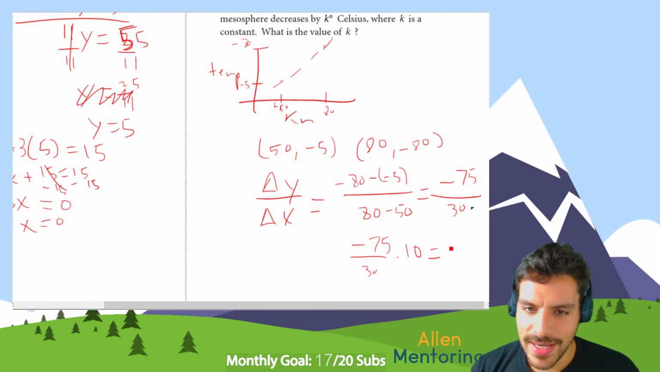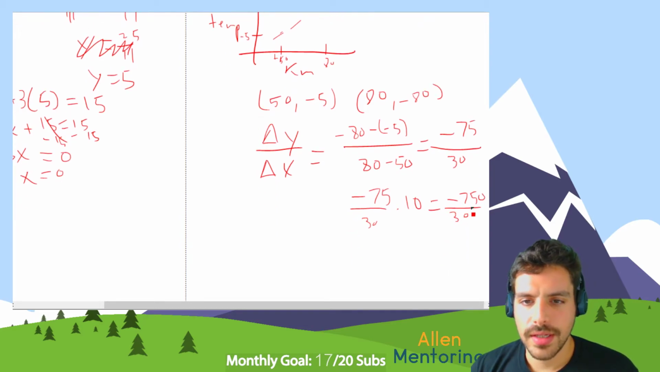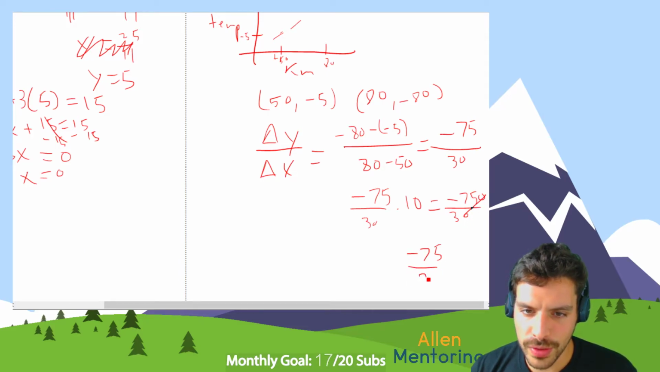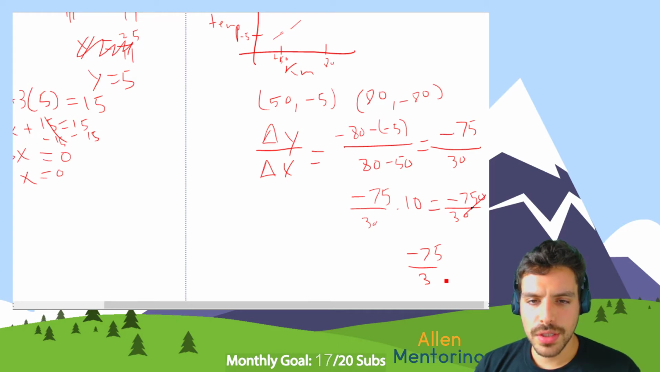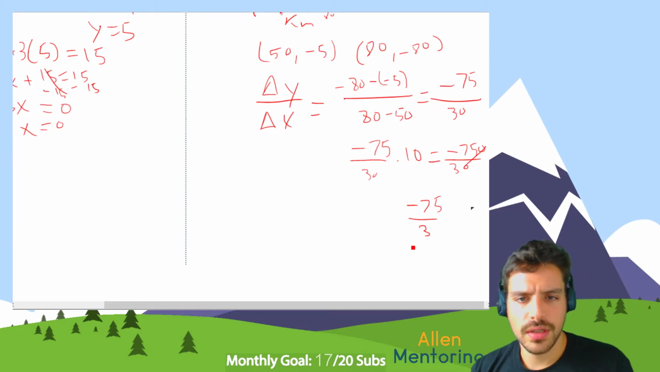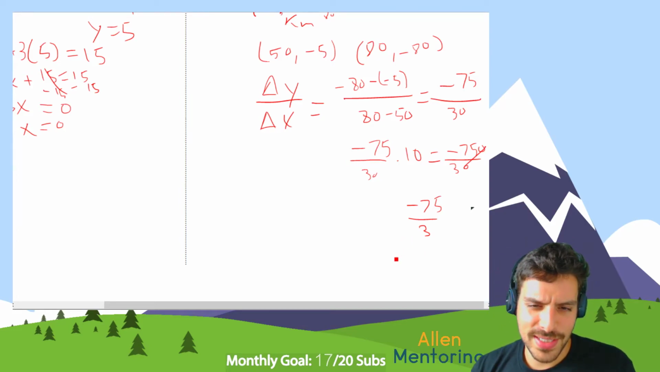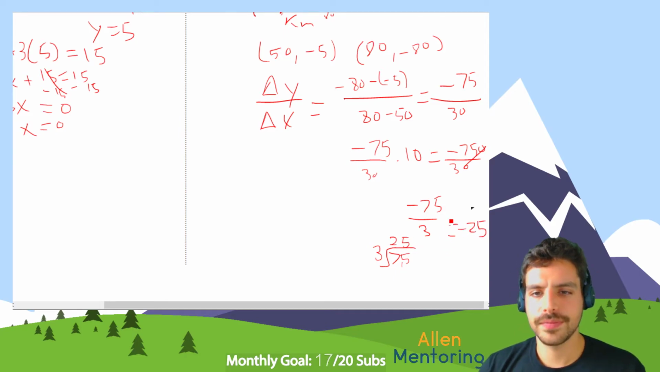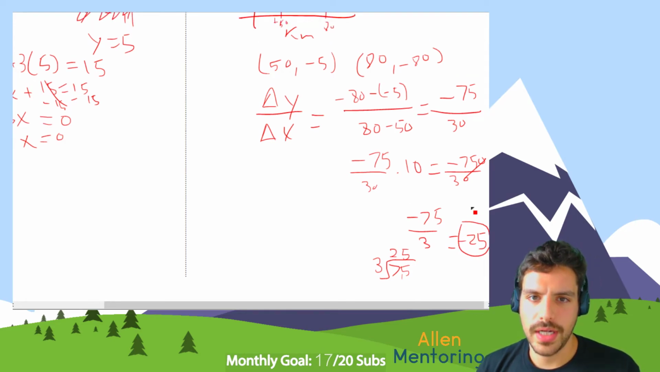So that gets us -750 over 30. And we could get the zeros out of there. So that's equal to -75 over 3. And so, oh, actually, 3 goes into 75, right? 3 goes into 7 2 times. 1 is left over. Oh, 25. So that's equal to -25. Boom. Very nice.